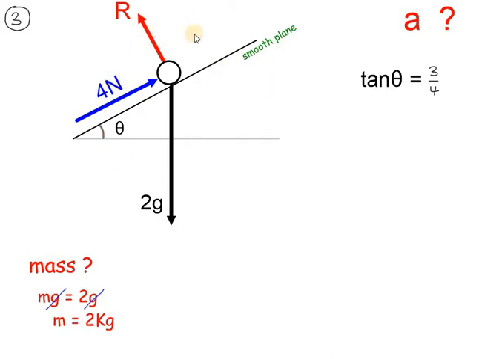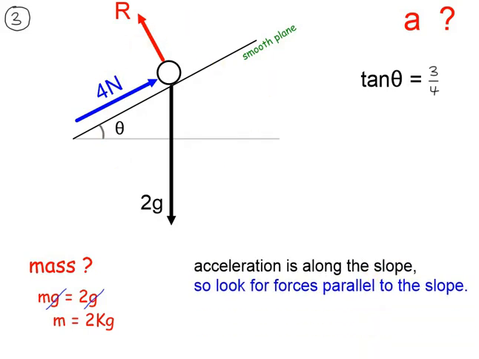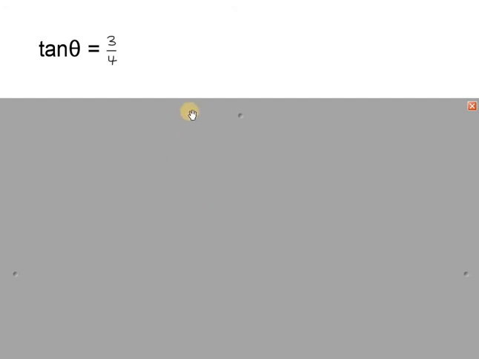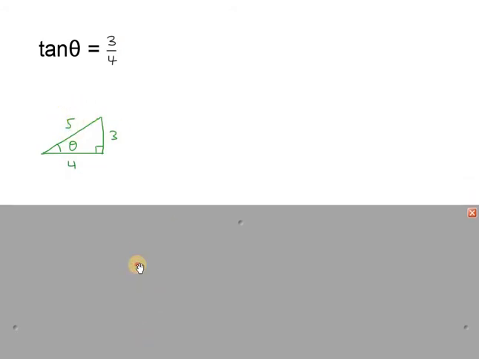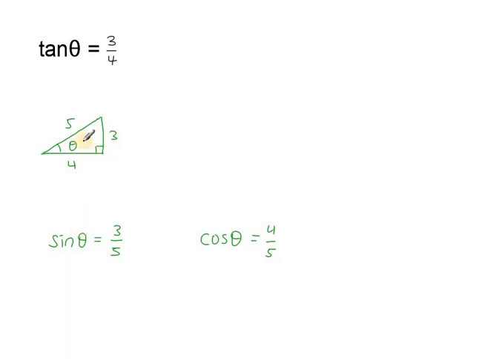Now when looking at forces on this system, we need to focus on forces which are parallel to the slope, because our acceleration is along the slope. If tan theta is equal to 3/4, then representing this information in a right angle triangle and working out the missing side, which is 5, allows us to work out the ratio for sine theta, opposite over the hypotenuse 3/5, and cos theta. So anywhere we see, for example, sine theta in our calculations, we can replace with 3/5. And likewise cos theta can be replaced with 4/5.